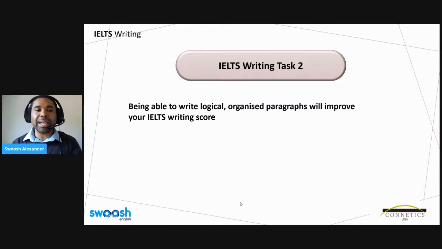So just before we do that, it is definitely worth noting that being able to write logical, organized paragraphs will improve your IELTS writing score. It will improve your score for task response because it will be clearer to see how you've answered the question, and it will improve your score as well for organization or coherence and cohesion.